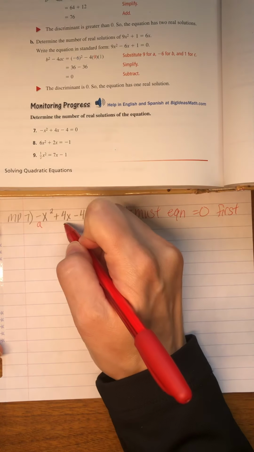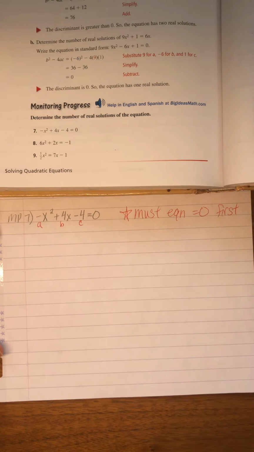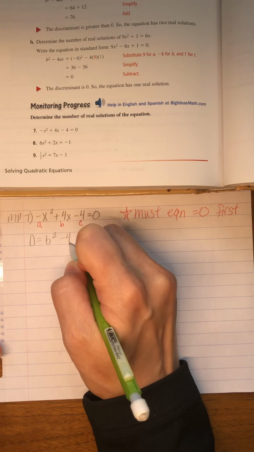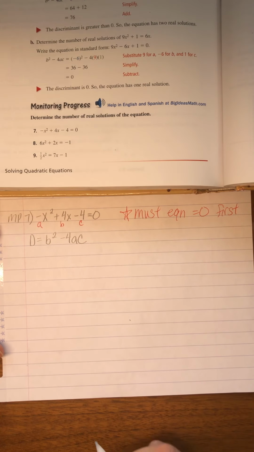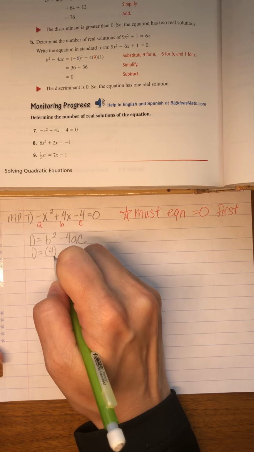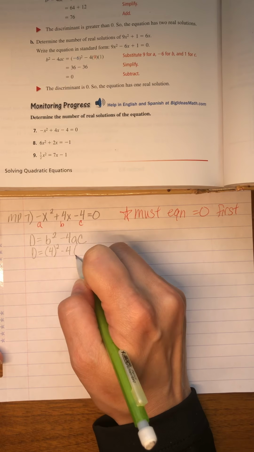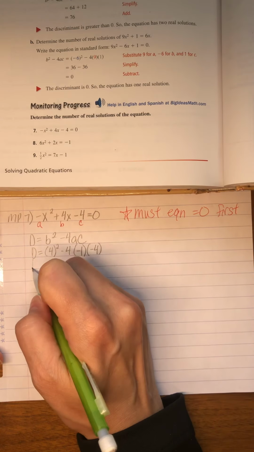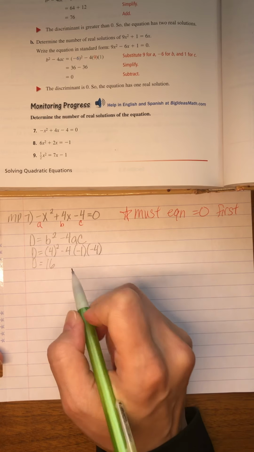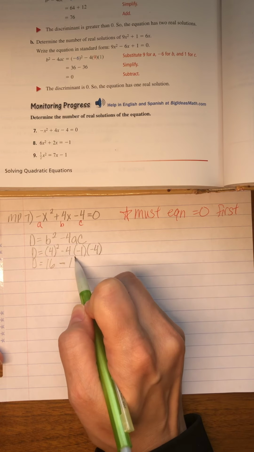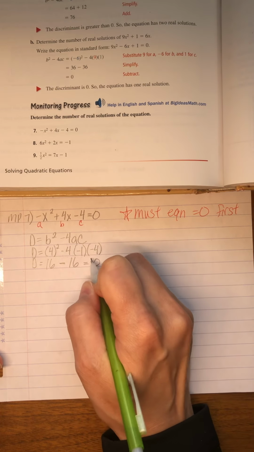Let's identify our A, B, and C, and plug them into our formula for the discriminant, which is D equals B squared minus 4AC. There's no square root; it's just the expression under the square root. Let's plug our numbers in. We have 4 squared minus 4 times our A, which is negative 1, times our C, which is negative 4. Let's simplify. I get 16. This is negative, negative, negative, so it's going to end up being negative. 4 times 1 times 4 is 16. And we get a discriminant of 0.